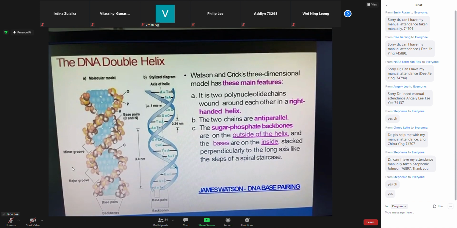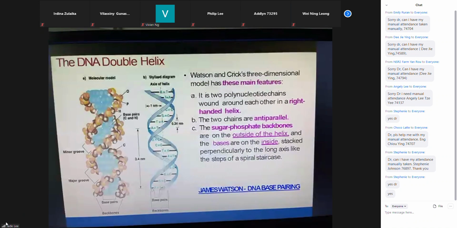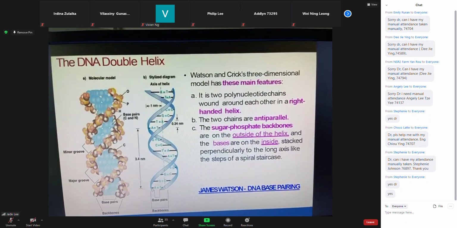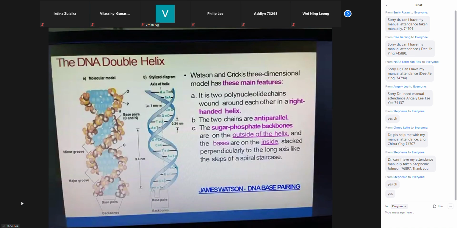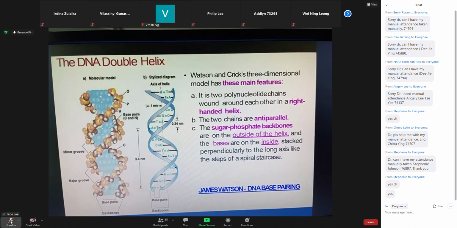Okay, so the two chains are anti-parallel. Anti-parallel means anti-selari. One goes from 5 prime to 3 prime, and the other one goes from 3 prime to 5 prime. Can you see that? Can you imagine that? Yes, doctor, I can imagine.